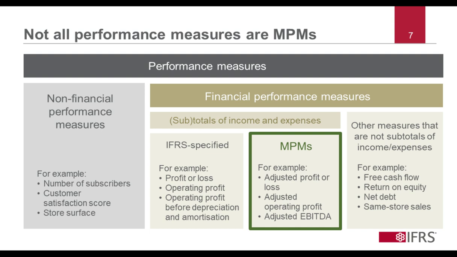Also, an adjusted revenue could not be a management performance measure because it's not a subtotal of income and expenses. Now, it could be an adjusting item within a measure such as adjusted profit, but on its own, it would not be a management performance measure. This limits the scope of the non-GAAP information that is provided today to a subset that is consistent with the focus of the project, that being the statement of profit or loss.